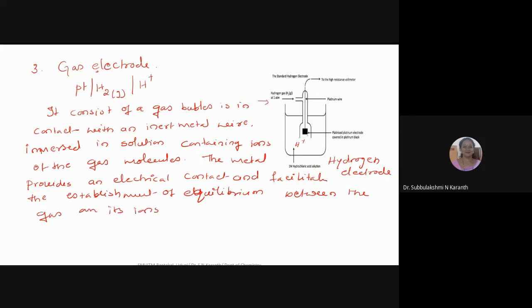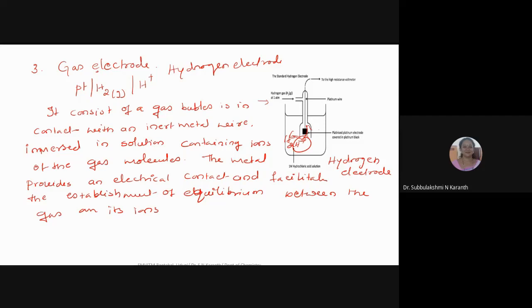There exists an equilibrium between H2 and H plus ions, and again the potential is picked up by the platinum electrode. The good example for a gas electrode is the hydrogen electrode, and even the chlorine electrode. And you know the reaction taking place in the hydrogen electrode: H plus ion takes an electron giving H, and two H atoms combine forming H2 gas liberation. This is the third type of electrode, called a gas electrode.